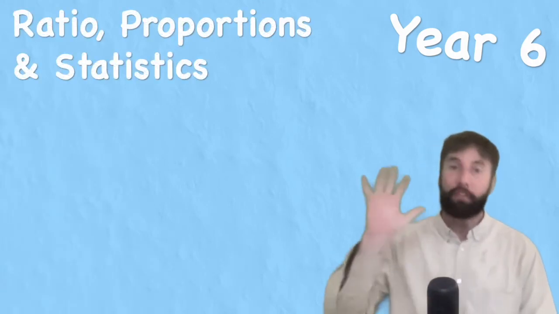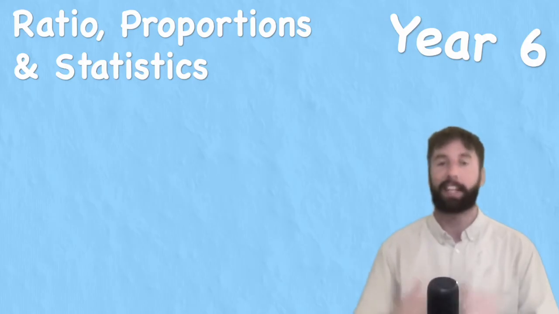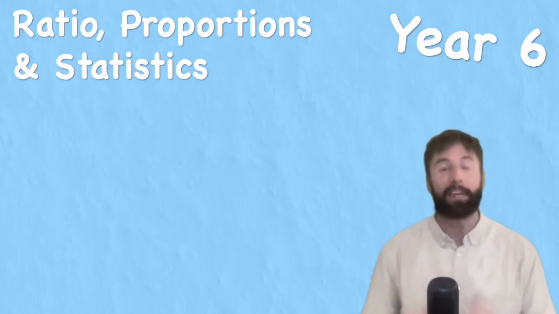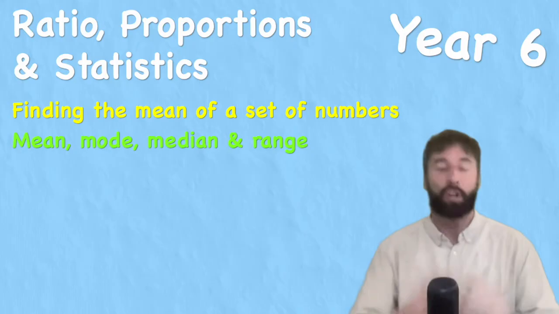Today we are on Unit 5 and we are going to be looking at ratio, proportions and statistics. So let's strap in and see what we're going to learn. We're going to learn all about how to find the mean of a set of numbers before looking at the mean, the mode, the median and the range of a group of numbers.